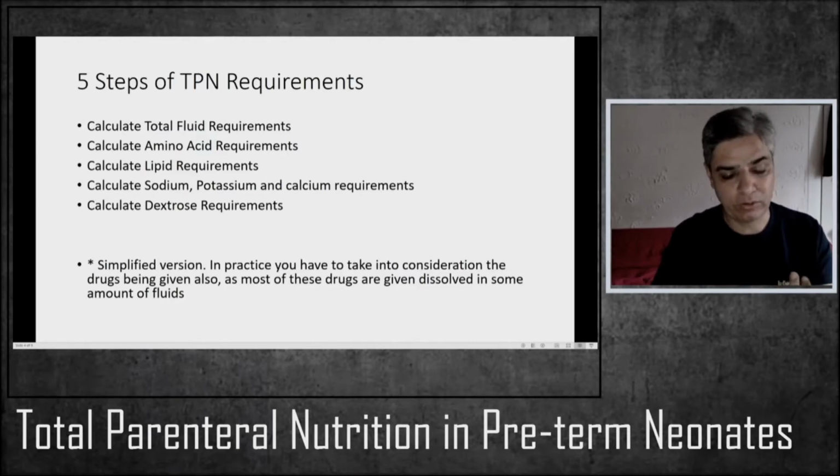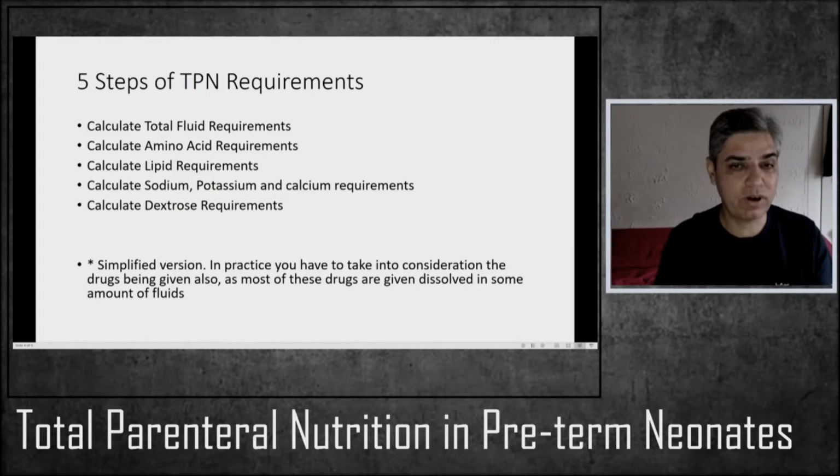Step number 2 is to calculate the amino acid requirement. Step number 3 is to calculate the lipid requirement. Number 4 is to calculate the electrolytes requirement. For that, the important ones are sodium, potassium, and calcium. And finally, last but not the least, step 5 is to calculate the dextrose requirement.